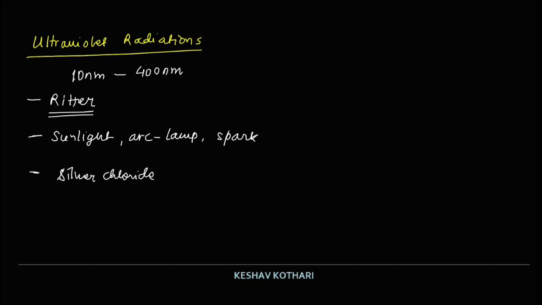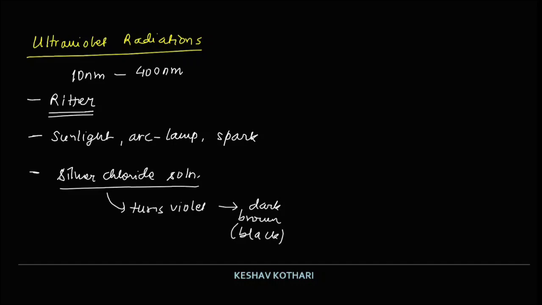I am repeating the observation. When the silver chloride solution is exposed to the electromagnetic spectrum, starting from red to the violet end and then beyond it, from the red to the violet end the solution remains almost unaffected, but just beyond the violet end, that is the ultraviolet part, the solution first turns violet and then becomes dark brown or black.